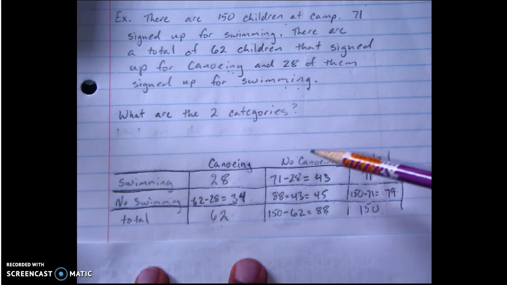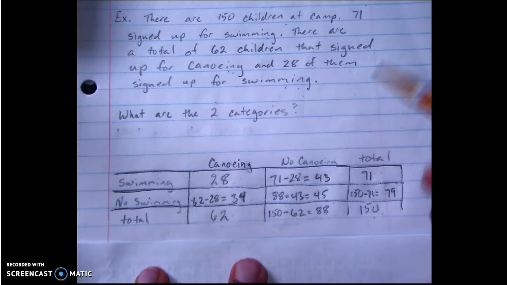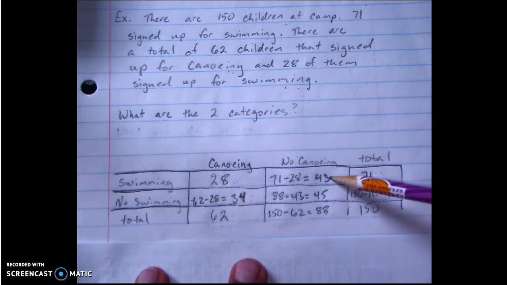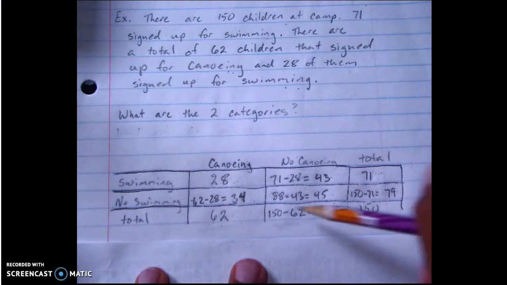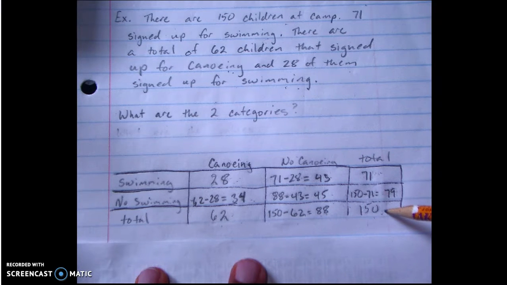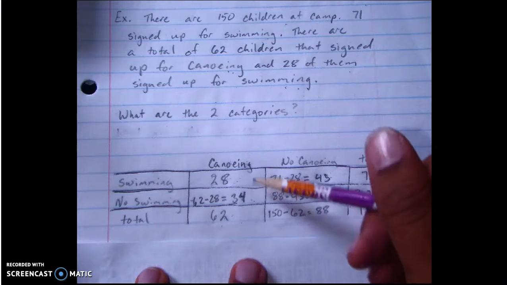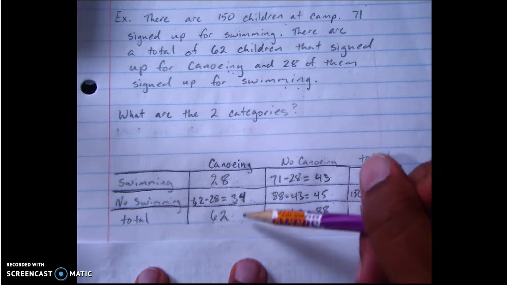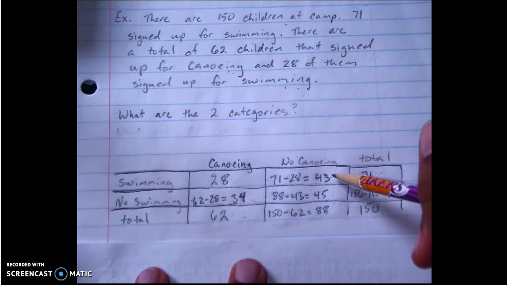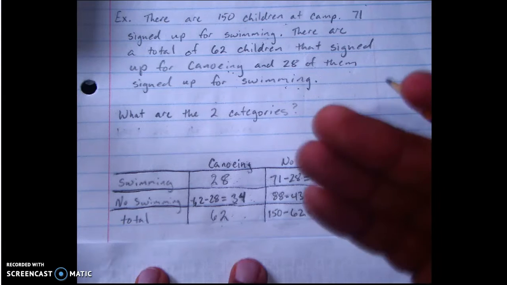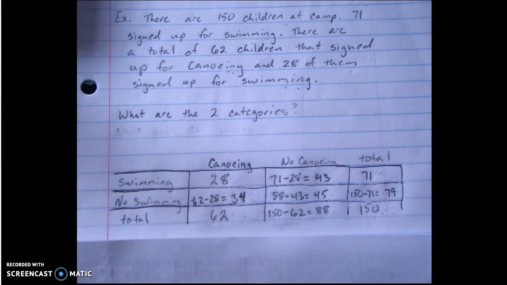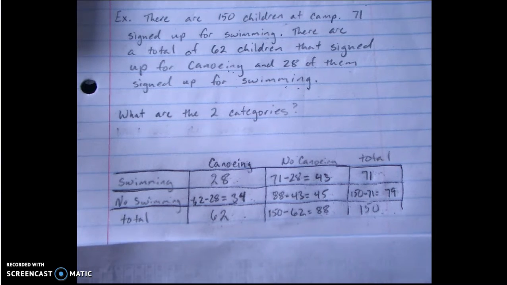So once you have the numbers filled into your table, you can make sure your table is completed correctly by making sure that the sums add up in all the rows and all the columns. You could do that mentally. It's like 28 plus 43, does that equal 71? Yes, it does. 34 plus 45, does it equal 79? Yes. 62 plus 88, does it equal 150? Yes, it does. And then the columns. 28 plus 34, that equals 62. 43 plus 45, that equals 88. And 71 plus 79 equals 150. So as long as the rows and columns all add up to their totals, you filled it in correctly. That's a way to check your work.